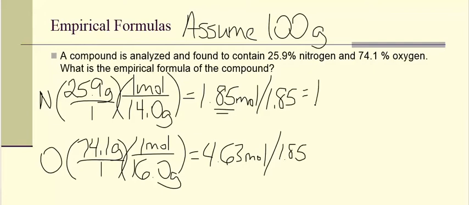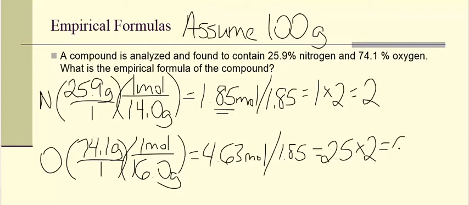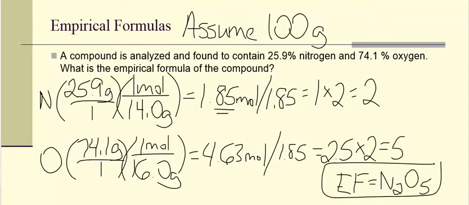It's going to give me 1 there. 4.63 divided by 1.85 comes out to about 2.5, 2 1/2. That's not a whole number. You can't round it. But I can multiply by 2 to give me whole numbers, and that's what I'm looking for. So my empirical formula in this case, the reduced form of the compound, is N2O5.